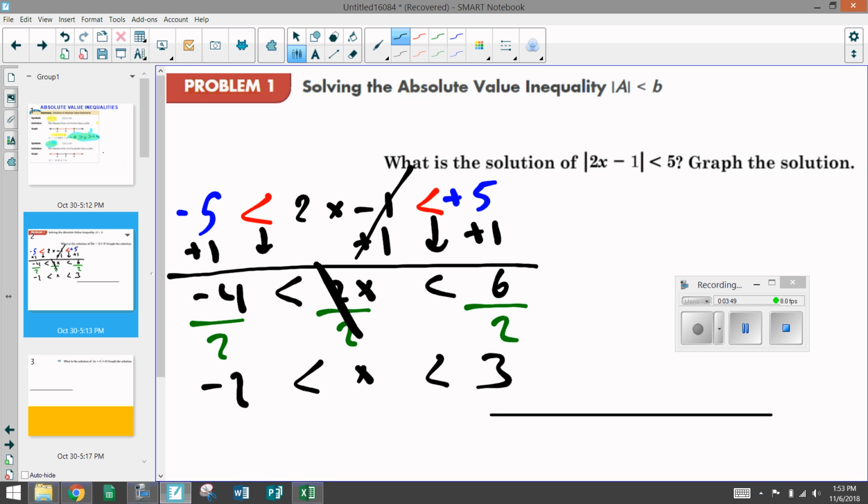That's it. And it's also asking for the graph. It's very easy. What is the number here? -2, open circle. Then 0, and 3, open circle. And we're going to shade in between.